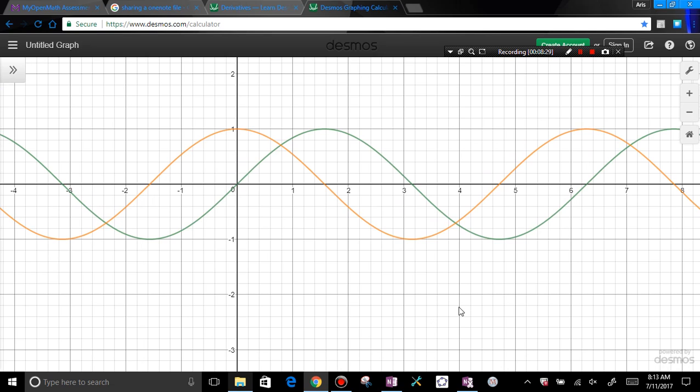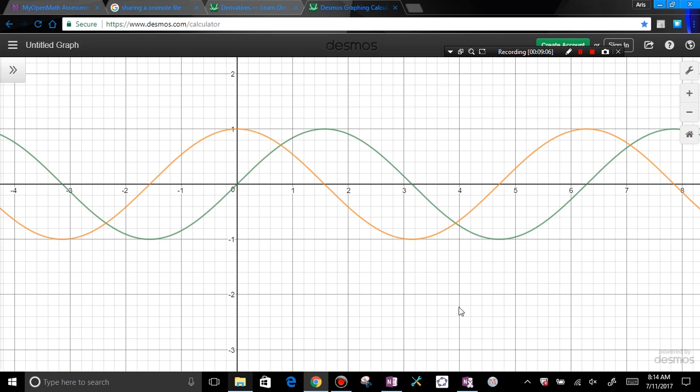One function is the derivative of the other. I think orange is the original function, because when the orange graph hits its constant, or its maximum, at 0.1, the green graph crosses the x-axis. So when the orange graph is flat, the green graph is 0.